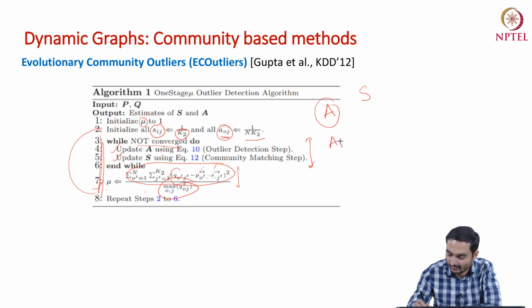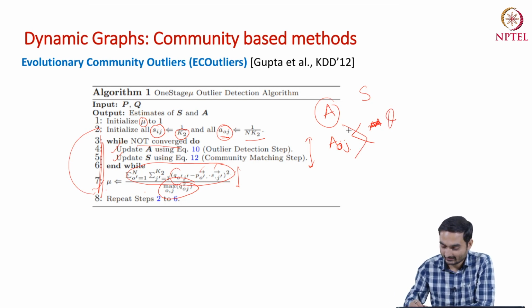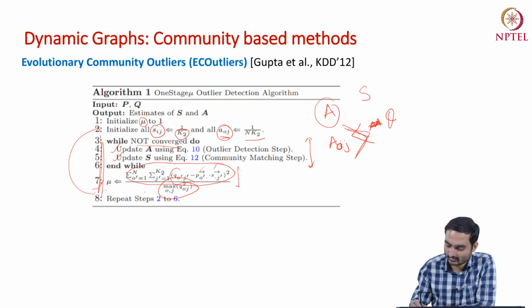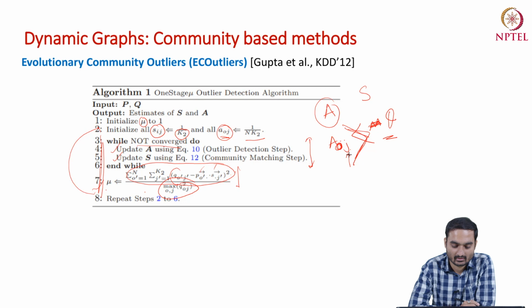So remember, Aoj indicates the outlierness score of object O with respect to community J. If it is greater than a certain threshold theta that you define, because this is an outlierness score, then you say that object O is an outlier with respect to community J. Okay. So this is about EC outliers.